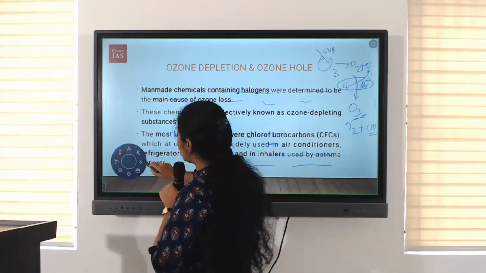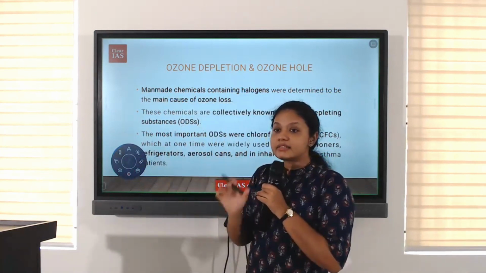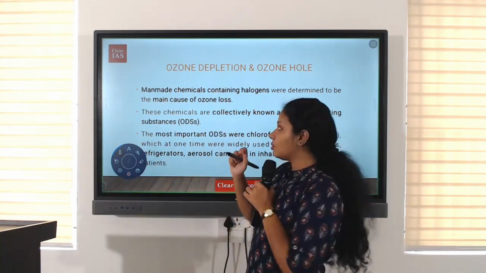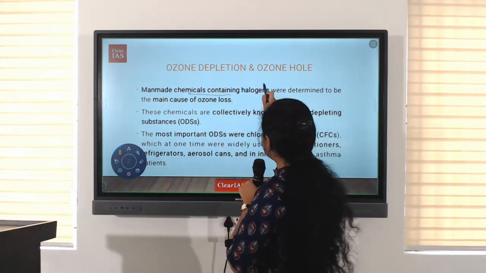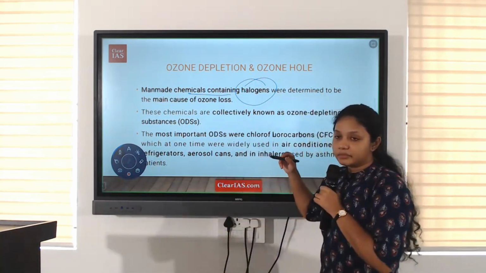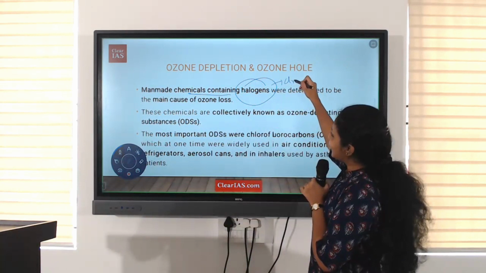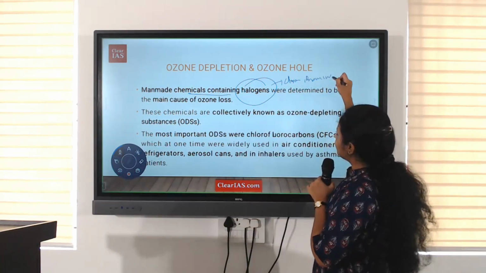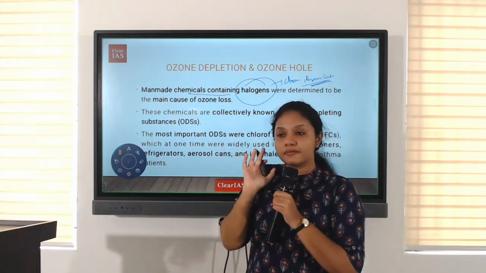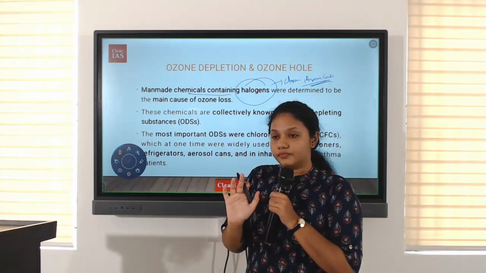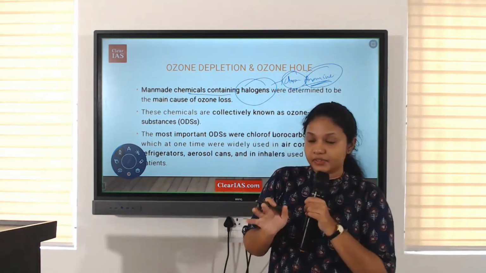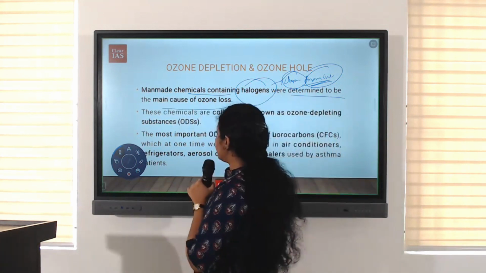Man-made chemicals containing halogens. Why did I write chlorine, bromine, etc.? Because halogens are the important pollutants responsible for the reduction of the ozone layer. They are the ones which react with the oxygen molecule. Halogens, in the periodic table: chlorine, bromine, etc. Fluorine is also a halogen, but fluorine is not included in the depletion of the ozone layer. Most important part: halogens containing chlorine, bromine, etc. are majorly involved in the reduction of the ozone layer. Clear? They were determined to be the main cause of ozone loss.